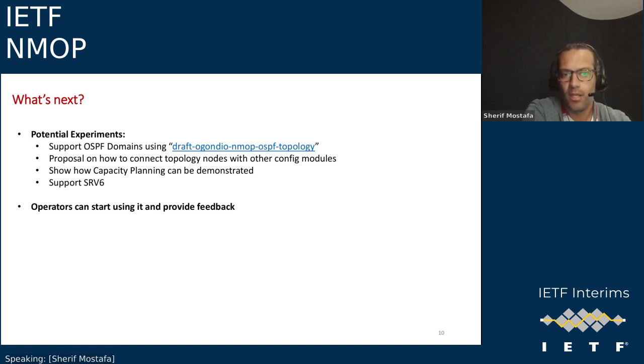The second one is we're looking at whether we can do a capacity planning example, something that shows how we put planned capacity with failure models on top of this. There are two others, which are SRv6 and connecting the topology to other config modules. We have all of this in mind, but likely the first two will be OSPF, capacity planning, and the topology to config modules.